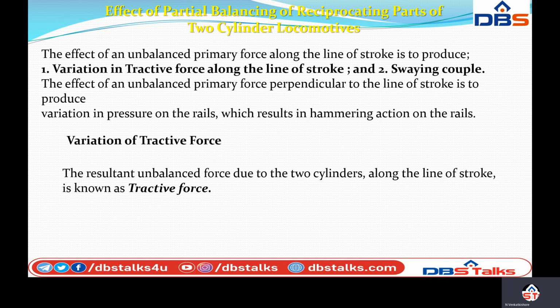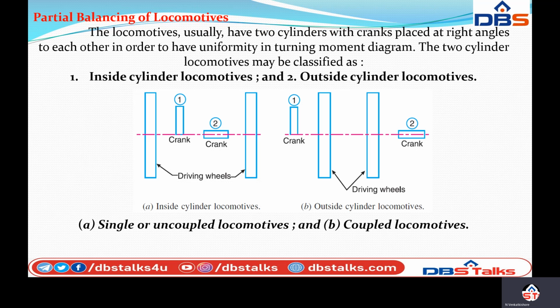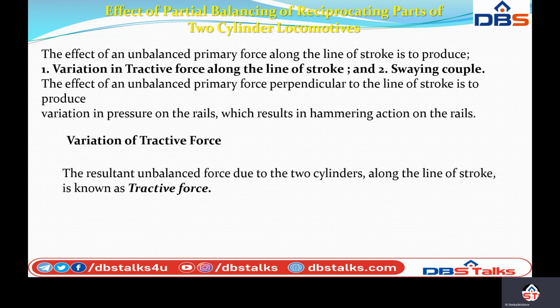So partial balancing of locomotives is of two types: one is inside and the other outside. After that, these locomotives are again classified into singular or uncoupled and coupled. Then coming to the next topic, what is the effect of partial balancing of the reciprocating parts of two cylinder locomotives? We already discussed that the reciprocating parts are only partially balanced.